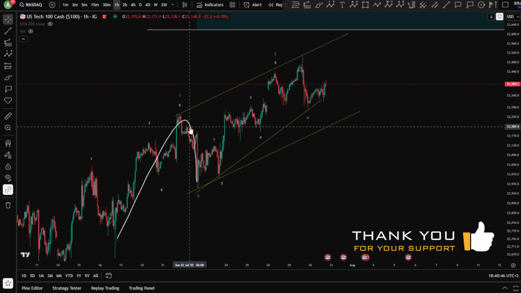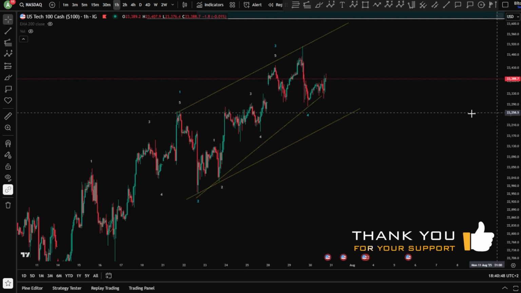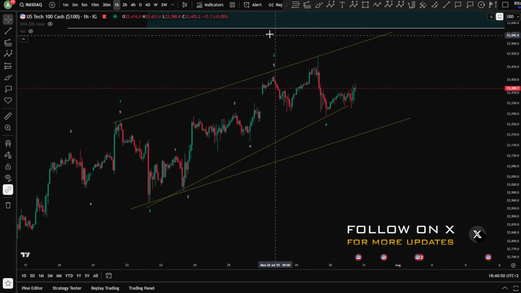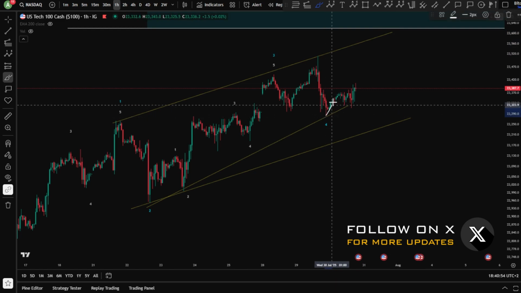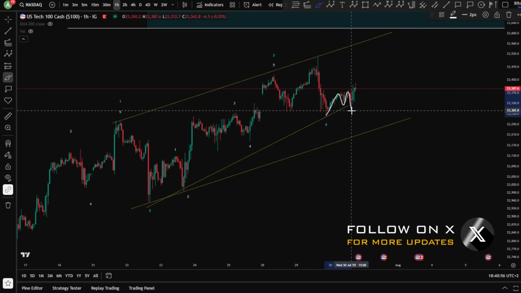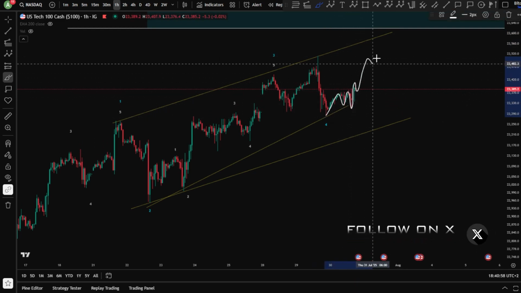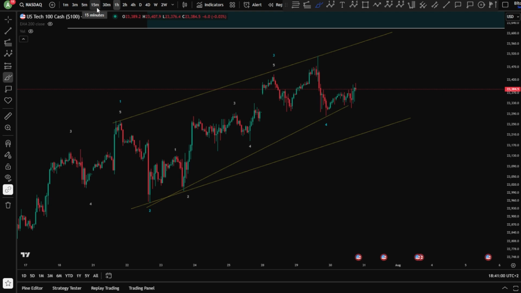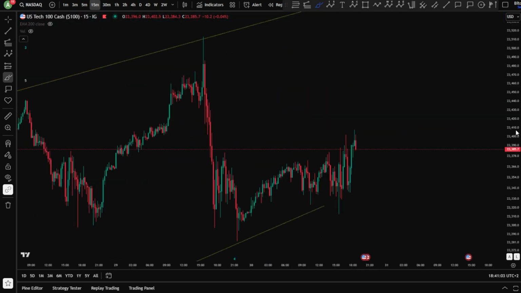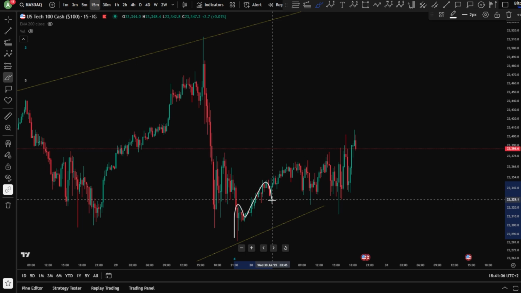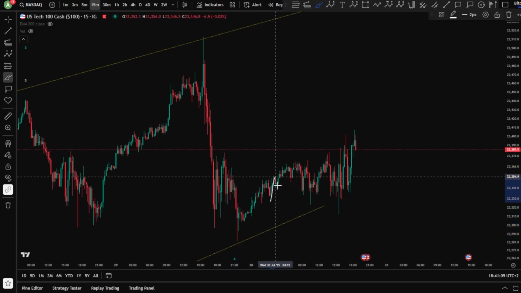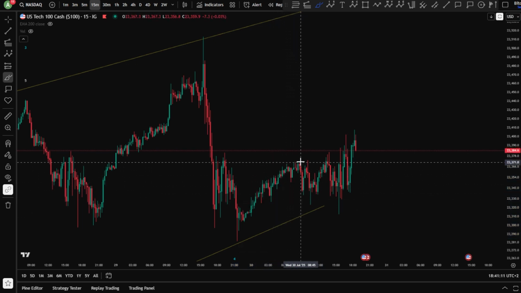After this expanding flat, we got, of course, a signal and an answer that a potential impulse is unfolding here for continuation for the wave 5 as a 1 and then wave 2 expanding flat again and, of course, continuation for higher prices. On the 15-minute chart, on the micro level, we can see we have 1, 2, wave 3, wave 4, no invalidation, wave 5 finished as well as an ending diagonal.